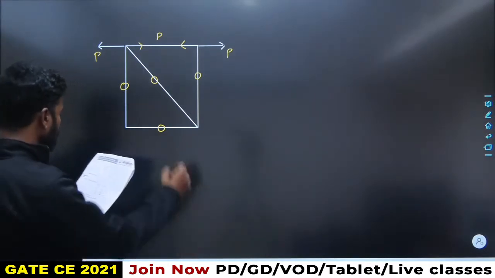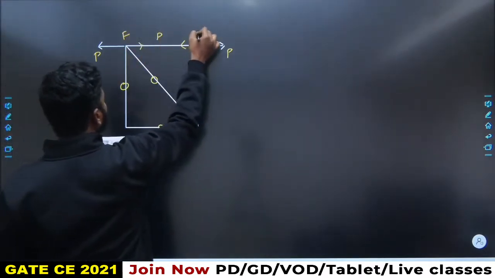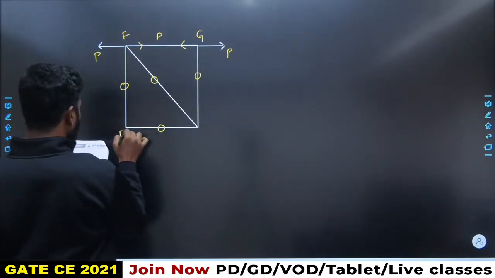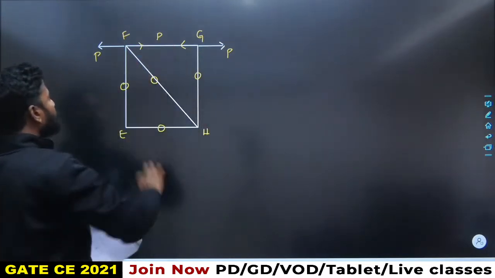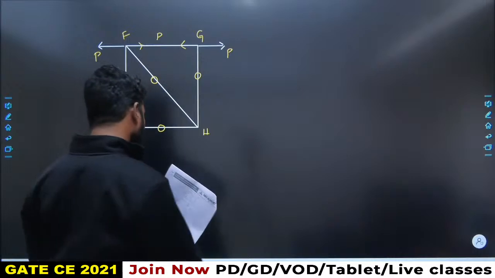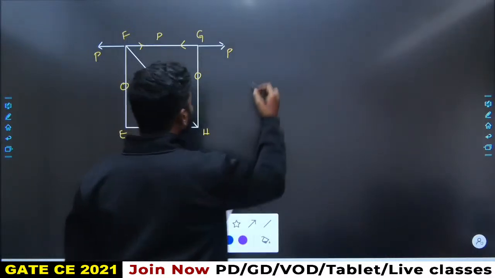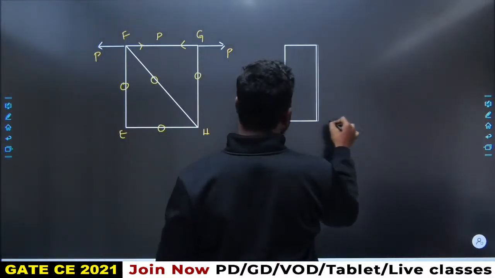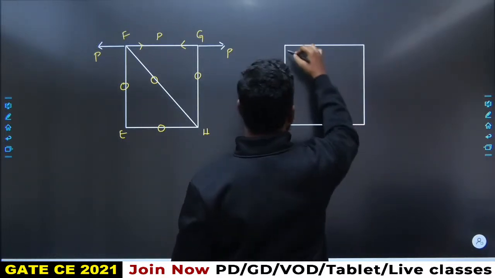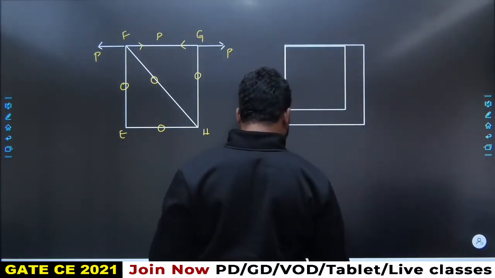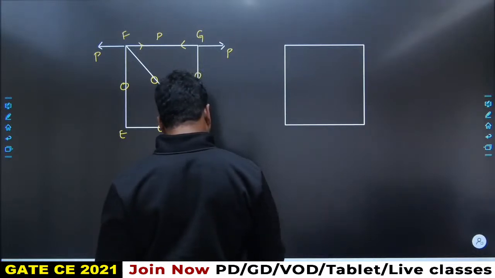So all that you get is F, G, E, H. There is only one force in the member, FG. That is what you are going to get here. Next, forces in the members due to unit load.